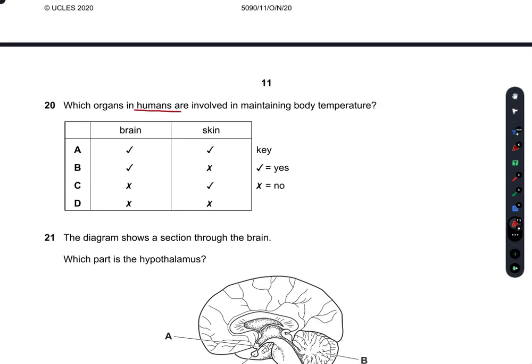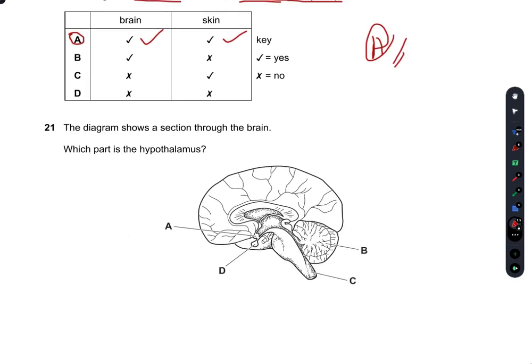Which organs in humans are involved in maintaining body temperature? Skin is, and brain is also. The hypothalamus in the brain contains the thermostat, which detects the changes in the body temperature and the environmental temperature, and thus helps in maintaining the body temperature. So A is the right option.